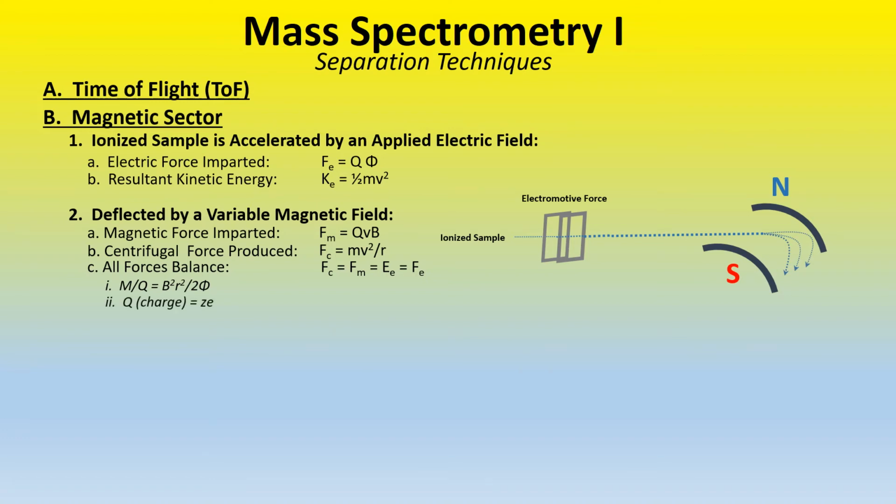Q is the absolute charge, but again, as you know, that is your oxidation number times the fundamental charge E. So the actual data, m over z, is equal to E times B squared R squared over 2 times the voltage.